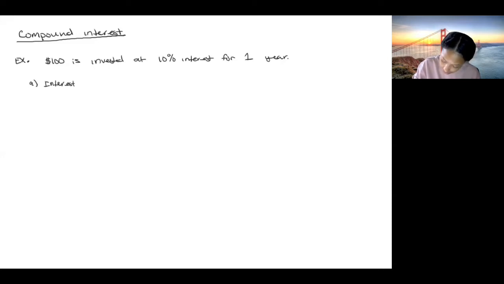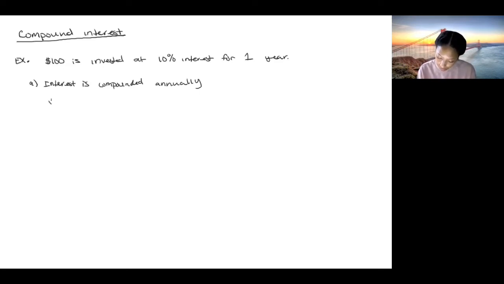So interest is compounded annually. That just means at the end of every year. Okay, so in this case, if we compound our interest at the end of the year, let's just assume we put our money in on January 1st. We do not touch this $100. We just let it sit there and earn interest in the account. At the end of the year, the money that's been in the account for the entire year will earn 10% interest.